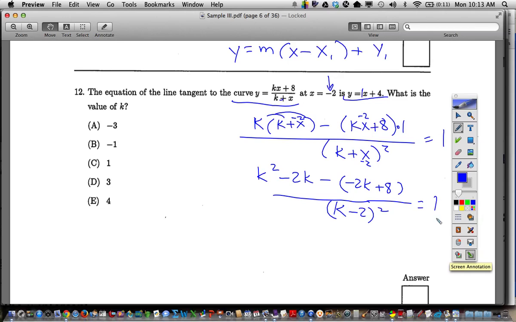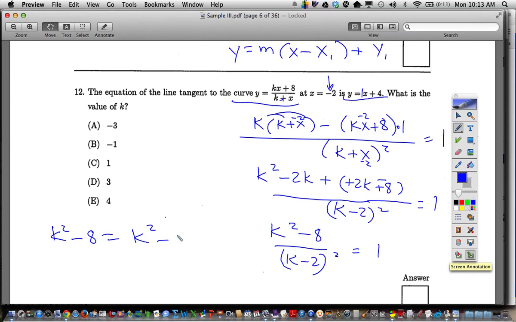And that's got to equal 1. This is a no calculator problem. So this would be k squared minus 2k plus 2k, so those cancel out. I got k squared minus 8 over (k minus 2) squared equals 1. I could multiply that over to that side, so I got k squared minus 8 equals (k minus 2) squared.